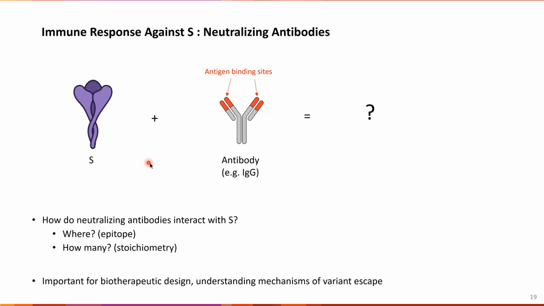You can imagine that characterizing how and how many of these antibodies bind to a spike is quite important, for example, if you wanted to design a biotherapeutic, but also quite important, for example, in understanding the mechanisms of how certain escape mutants, how those variations, can affect antibody binding. And I think that's quite a topical thing now.